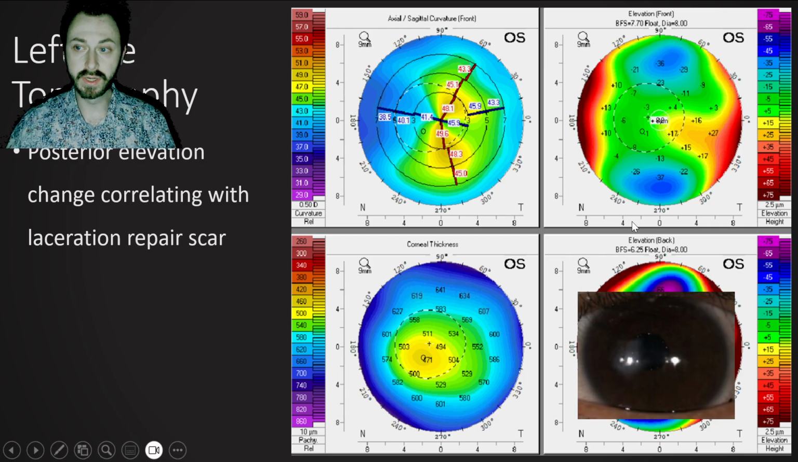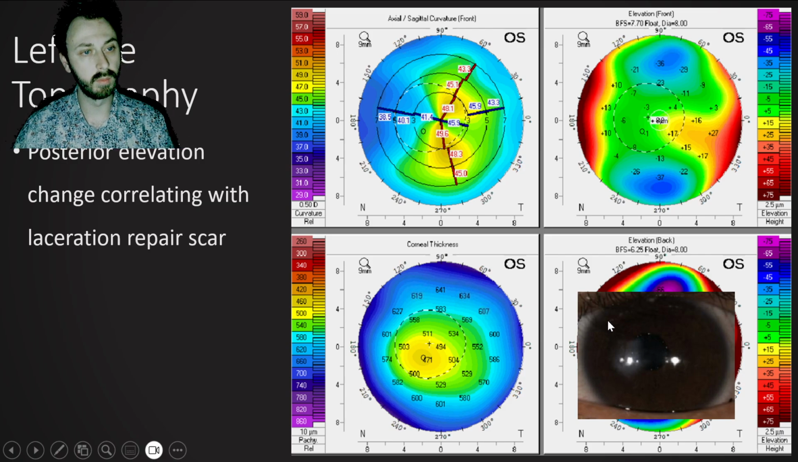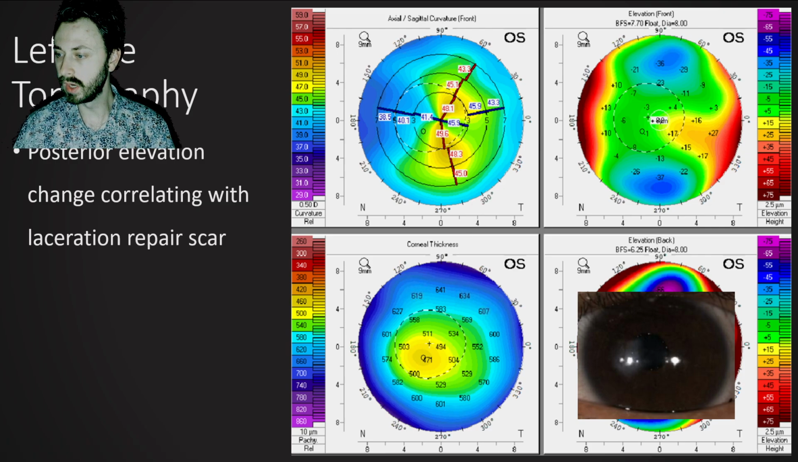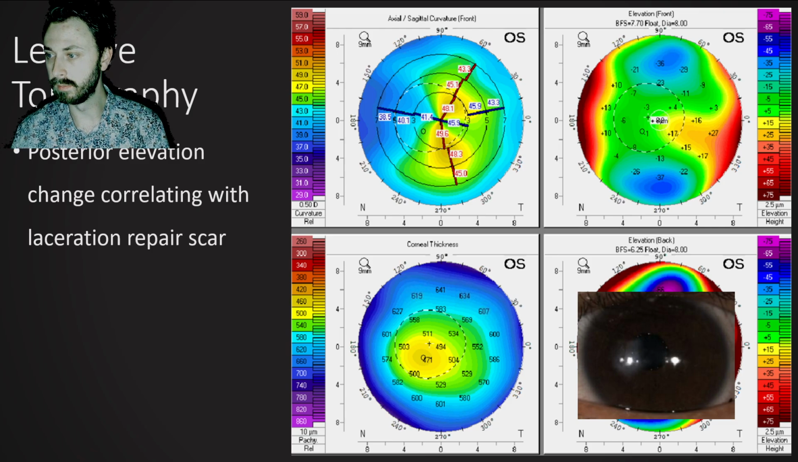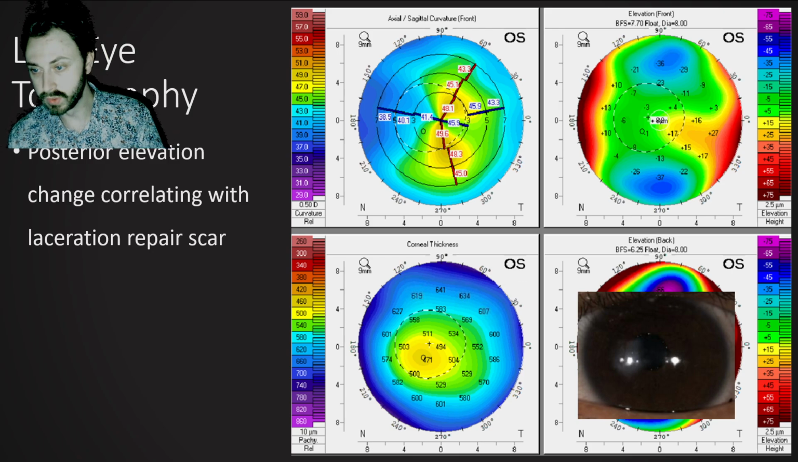He also has an anterior elevation here, which is interestingly away from the posterior elevation. Also has fairly steep Ks in the center, along with a little bit of thinning. Granted, this eye has been through a lot, so I'm not going to hold it against him. It may just be a result of the ocular trauma. But we never do topography on one eye.